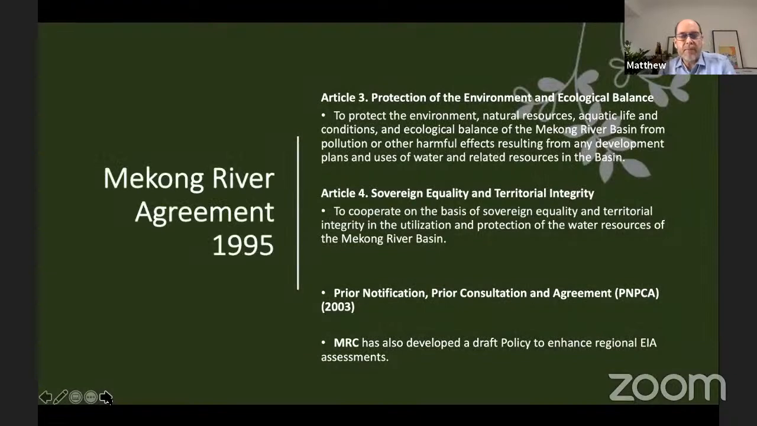But there is also an important agreement on environmental impact assessment in a regional context and in a transboundary context in the Mekong River Agreement, which was signed in 1995 after the Rio Declaration and, again, incorporates some of the dual issues from ASEAN as well as the international principles that were identified in Rio. So the Mekong River Agreement talks about the protection of the environment. It also talks about sovereign equality and territorial integrity, again, one of the key pillars of the ASEAN economic community.